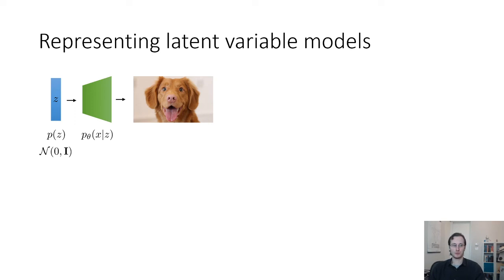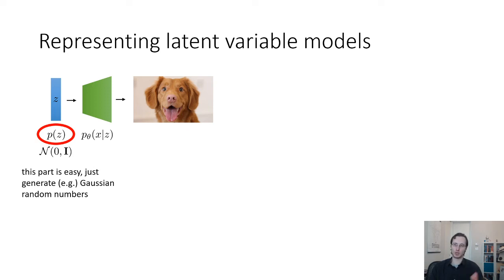Okay, so how do we represent latent variable models? Well, the easy one is how do you represent P of Z? That's really easy. Just generate Gaussian random numbers. There's nothing to learn here, nothing fancy. How do you represent P theta of X given Z? Well, this part is a little more complex.